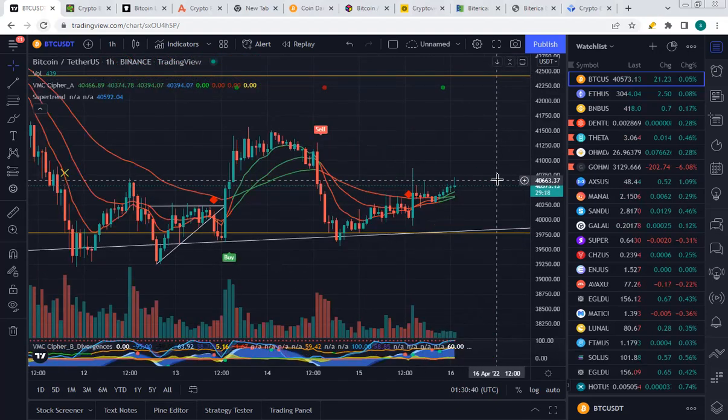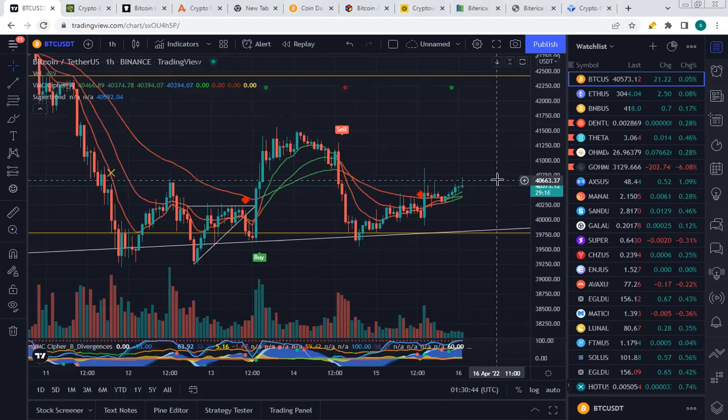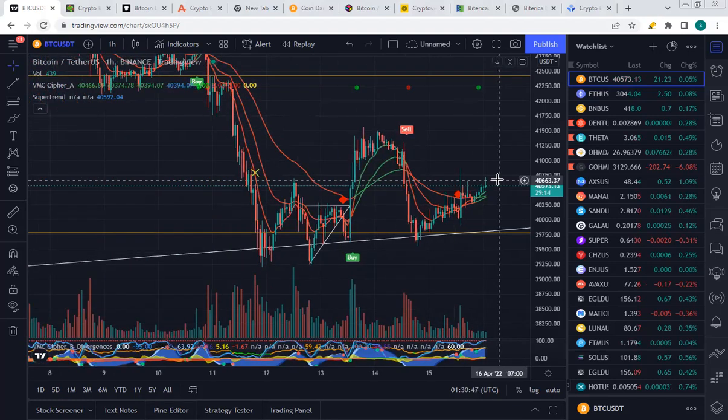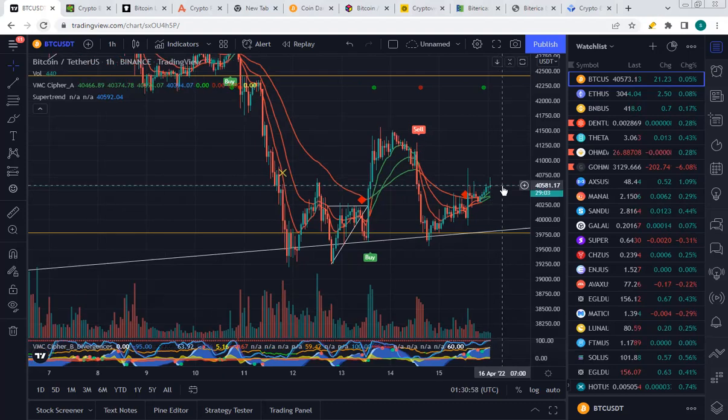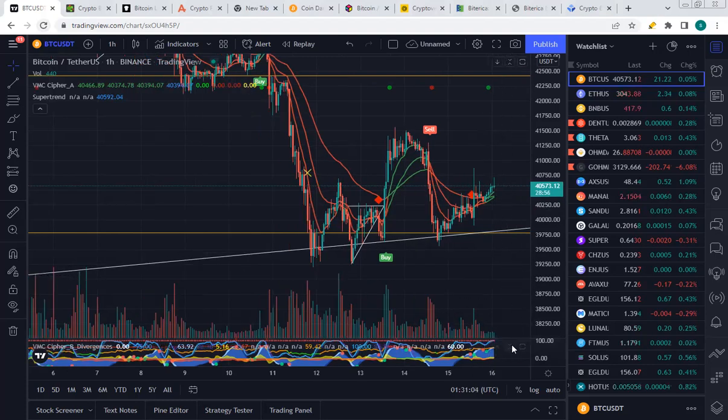It is a long weekend this weekend, the Easter long weekend. So we may not see great volumes over the weekend. Let's see what happens with that. We're at around about 40,600 at the moment. Low volumes.